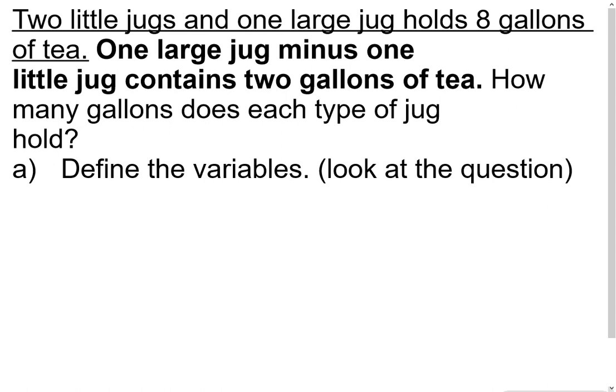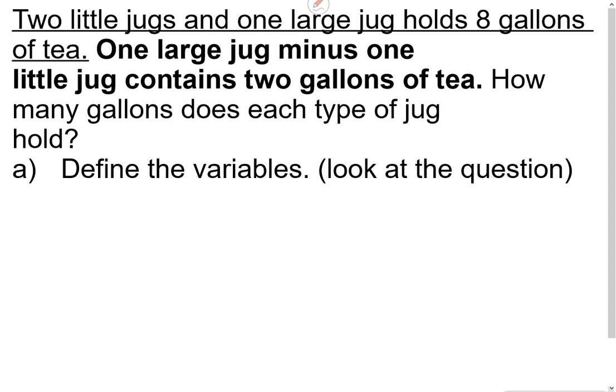What I've done in this word problem is I've broken it down into little steps in hopes that that will help you solve some of these word problems. So the first thing that I look at in any word problem, I go, what am I trying to figure out? Well, in this case, I'm trying to figure out how many gallons the little jug holds and how many gallons the large jug holds. I don't know that right now, so therefore I give those two things variables.